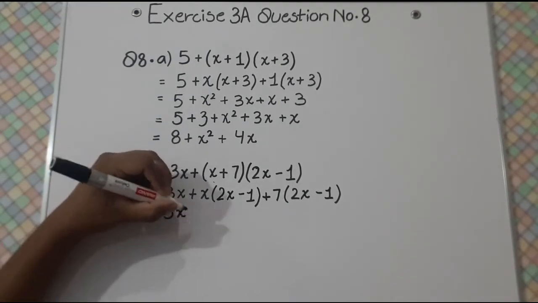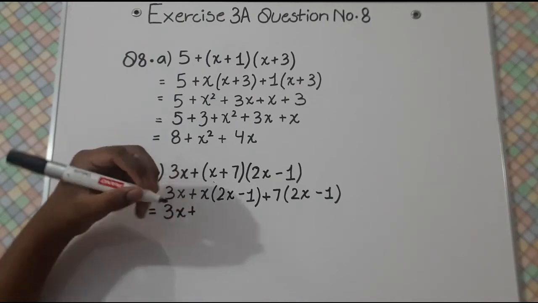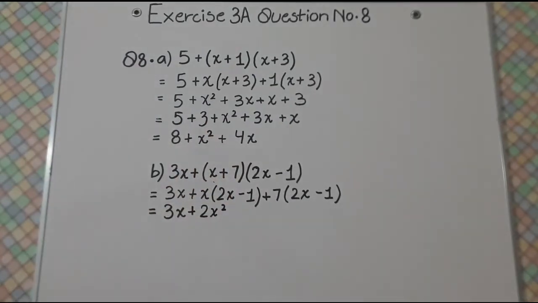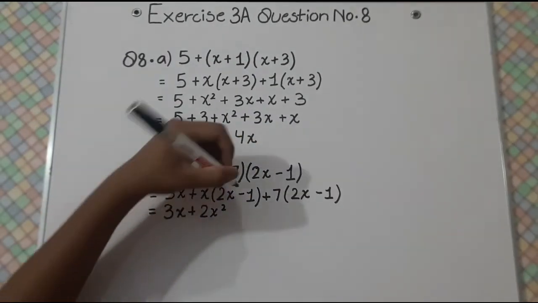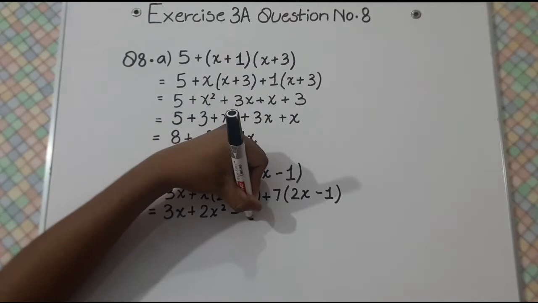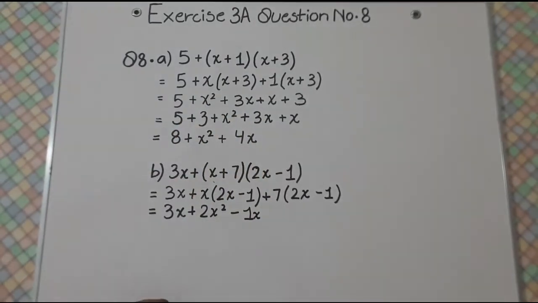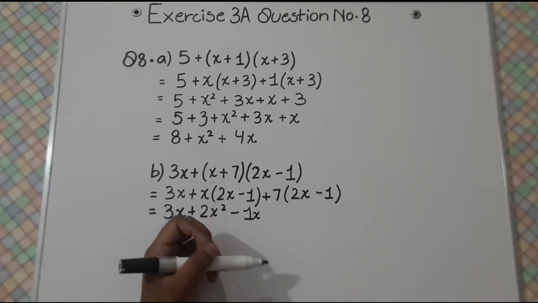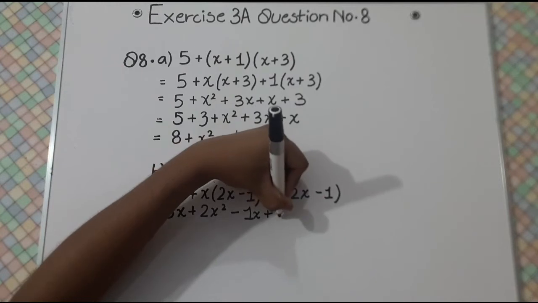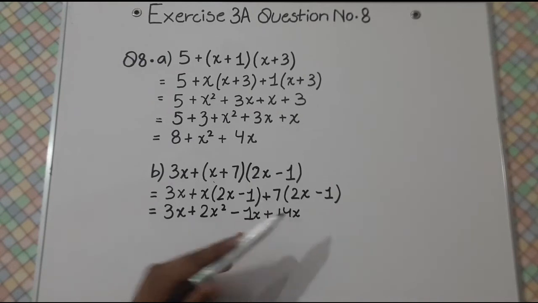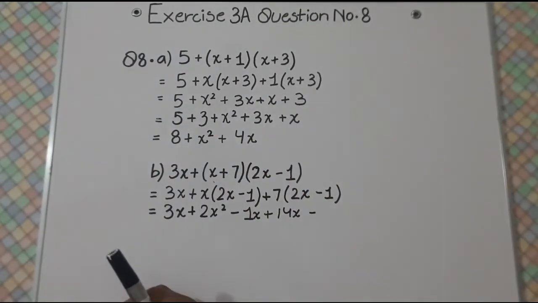3x plus 2x square, x multiplied by 2x, 2x square, and x multiplied by 1, minus 1x, plus minus minus. Now plus 7 multiplied by 2x. 7 multiplied by 2x would be 14x. Plus 14x. 7, the sign would be plus minus minus. 7 multiplied by 1 would be 7.